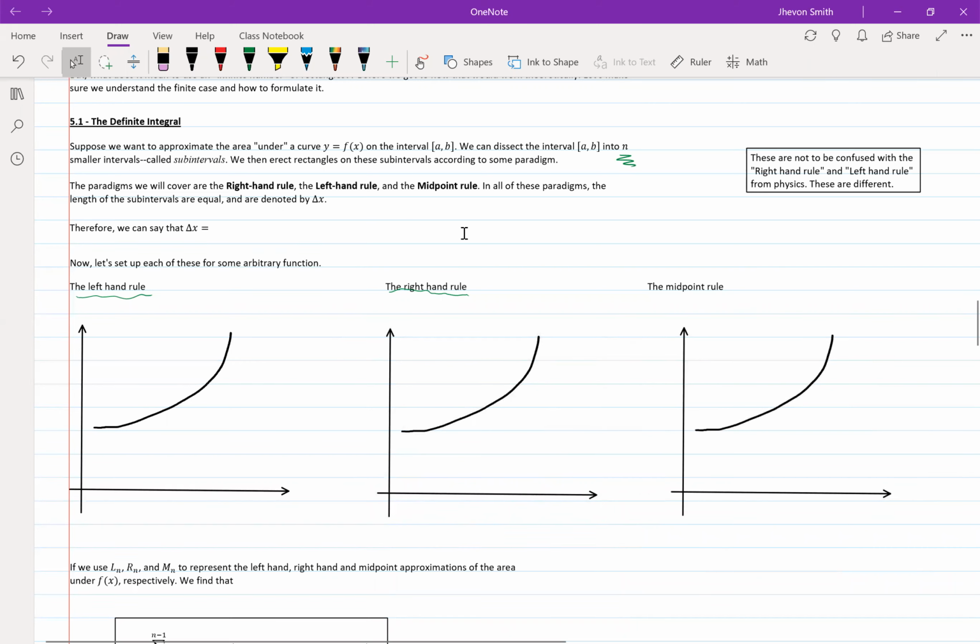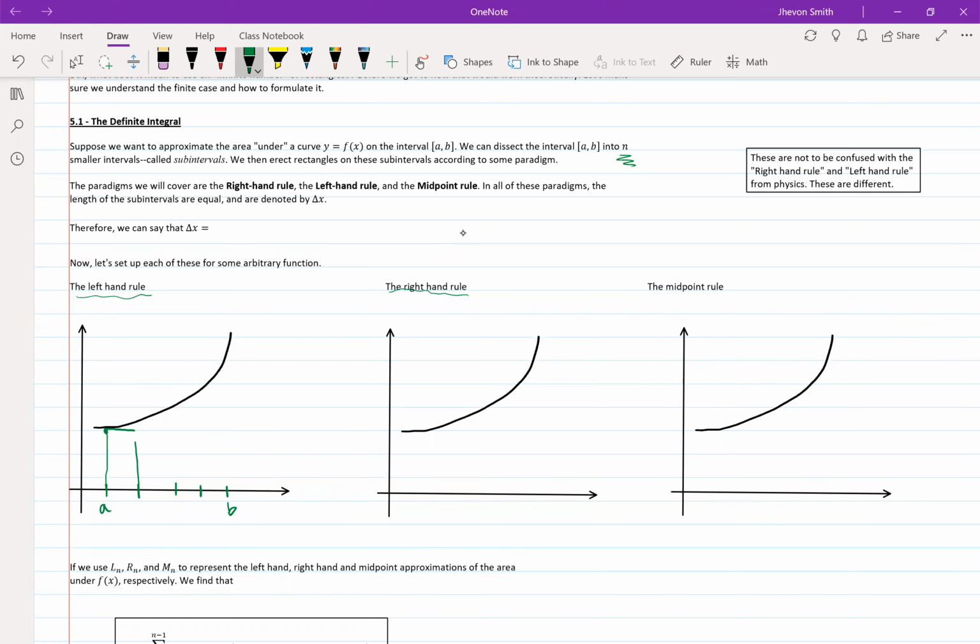So again, the math we're going to do, how are we going to set this up? We care about finding it on the interval AB. What we're going to do is slice up that interval into quote unquote subintervals. For the left-hand rule, the left side goes up, touches the function, that creates the height.